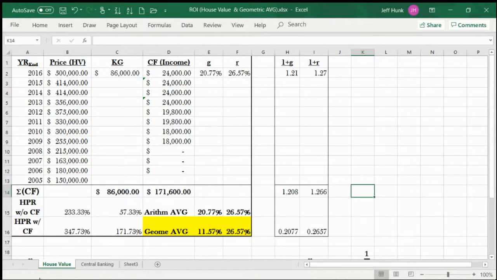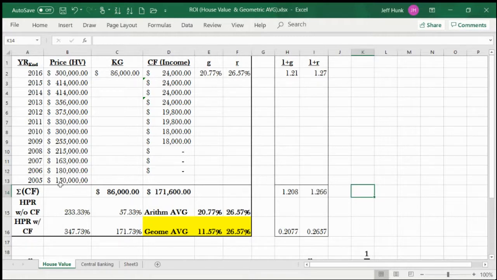If you're buying real estate, inevitably the price will increase or decrease over time, right? The house value will decrease or increase over time. So it's got that investment dimension. In this example, suppose you bought a house back in 2005. To make it consistent, we assume that you bought it at the end of 2005, and then you sold it at the end of 2016.